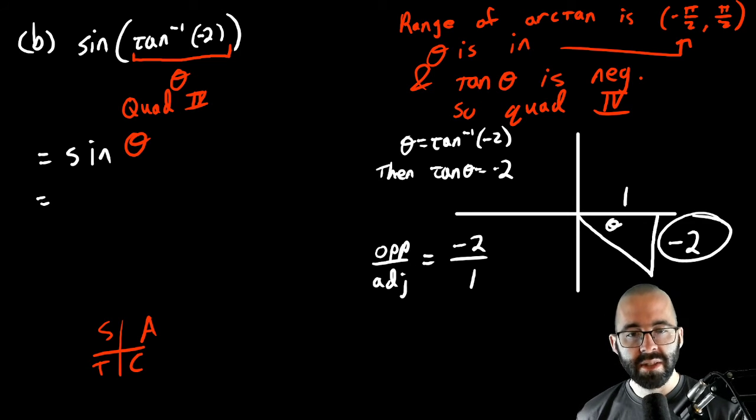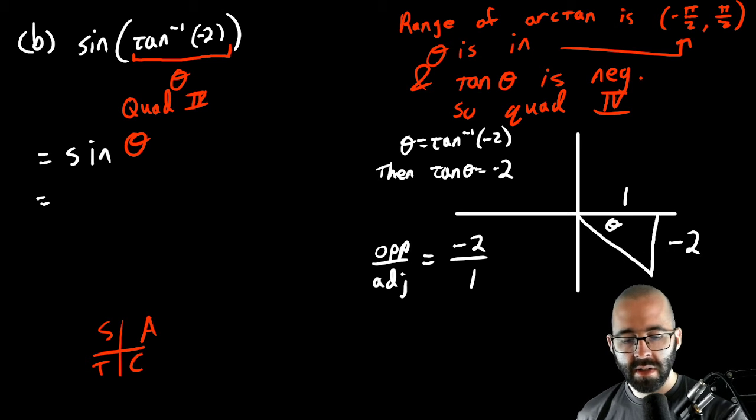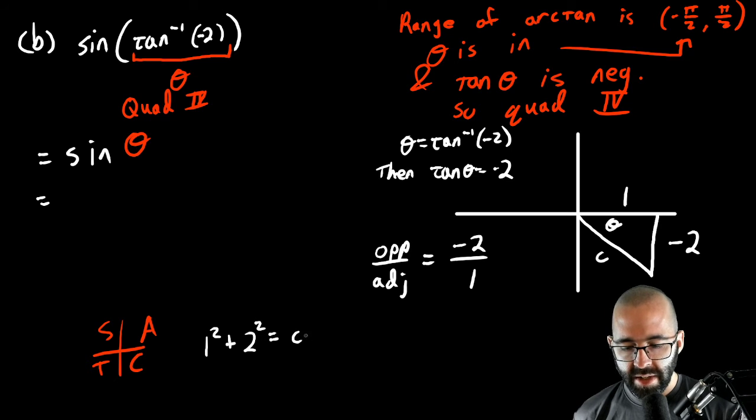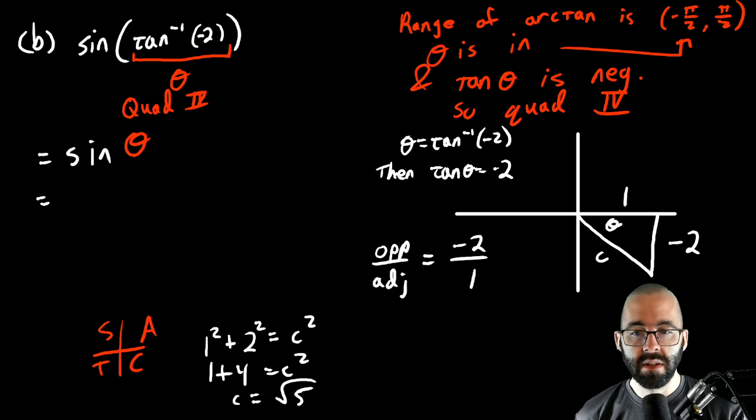Sine is going to be opposite over hypotenuse. We just need the hypotenuse. We could call this hypotenuse C, or X, you could call it whatever you want. If we call it C, then 1 squared plus (-2) squared, we should technically use positive, but it doesn't really matter, equals C squared. That's 1 plus 4 equals C squared. C is going to be the square root of 5.